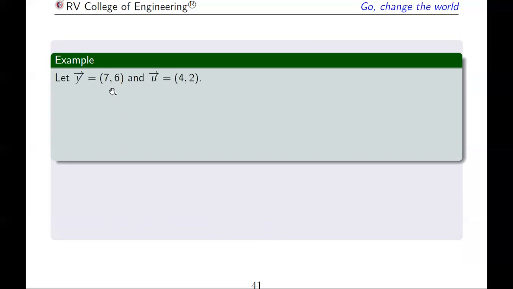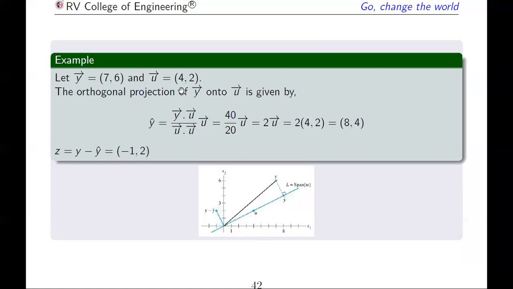So consider y equals 7, 6, and u equals 4, 2. Here we have shown what y cap is, that is 8, 4, and z is -1, 2. So your y cap is the orthogonal projection of y onto u, as you see here. Your u is 4, 2, y is 7, 6, and y cap is 8, 4, and z, which is y minus y cap, equals -1, 2. And clearly you can see that y minus y cap, that is -1, 2, and u, that is 4, 2, are orthogonal to each other.